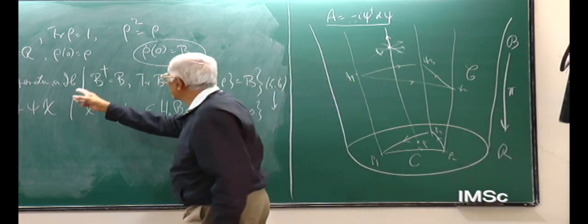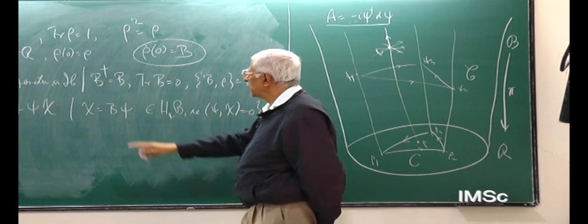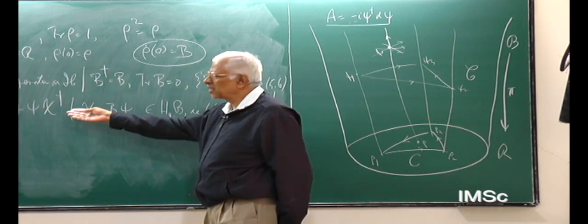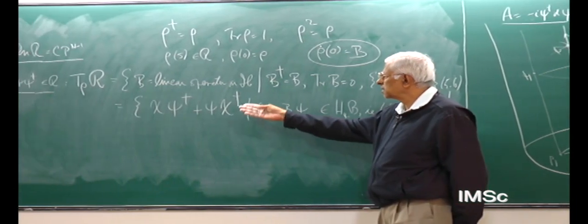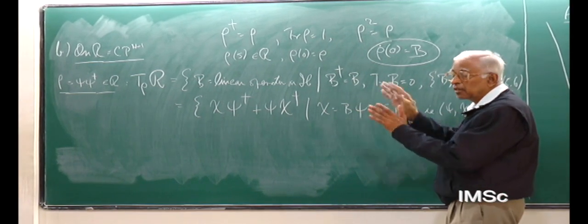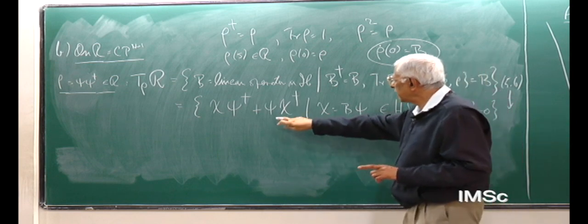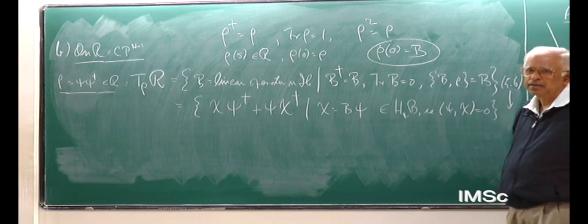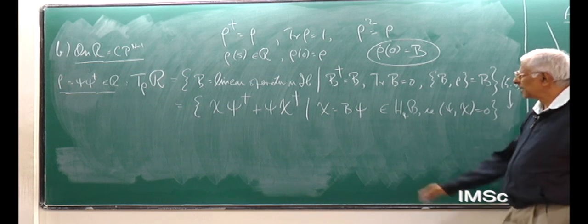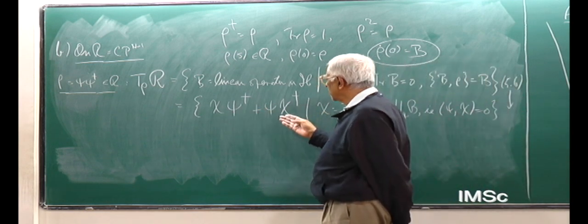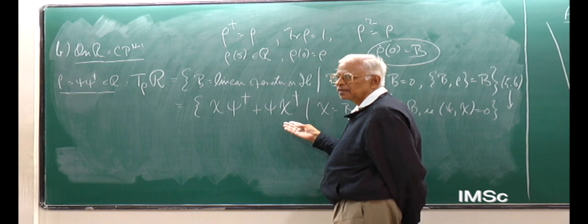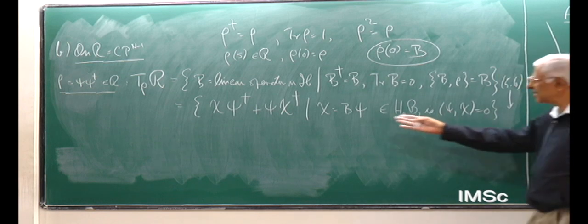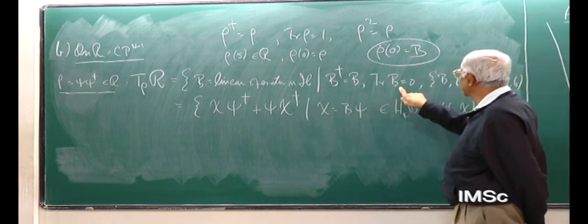First, let us see that all these conditions on B are obeyed. Is the hermiticity obeyed? This is obviously Hermitian, right? Chi psi adjoint, which is an operator, it's not an inner product, plus psi chi adjoint. This is Hermitian. Is the trace of this 0? This is an operator on Hilbert space. What is the trace of this? Inner product of psi and chi is 0, right? Therefore, this has 0 trace. So this condition is satisfied.